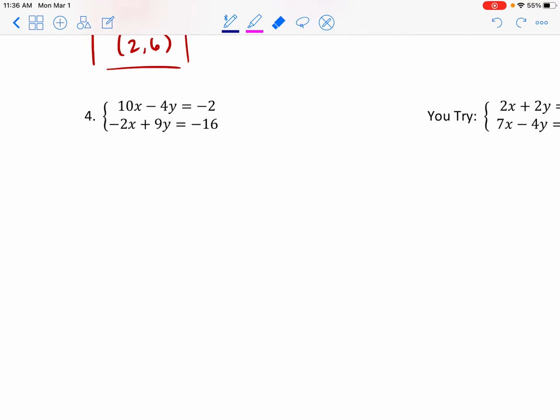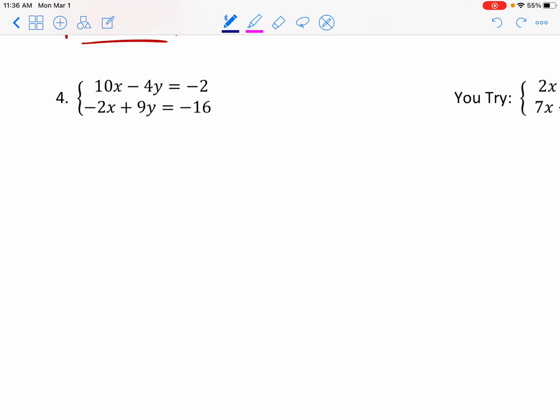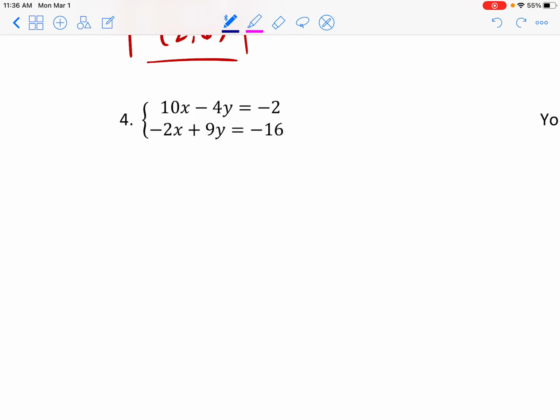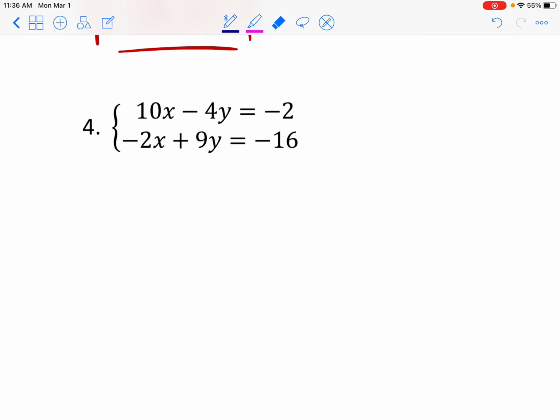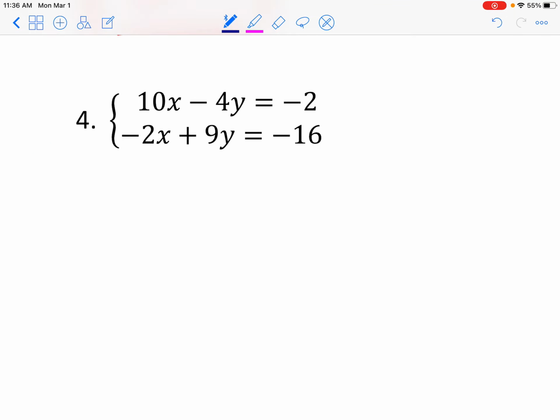In this case is going to be x. So here, again, the least common multiple for 10 and 2 is 10. So I need a positive 10 and a negative 10. Now I already have a positive 10 in front of the first x, and I can make this a negative 10 by multiplying this entire equation by 5.